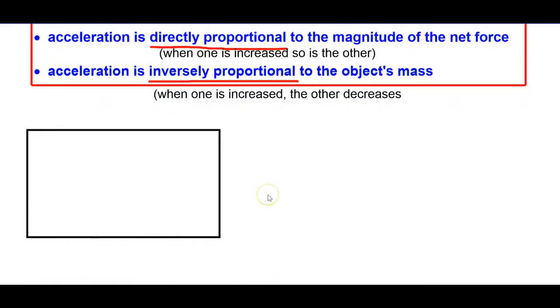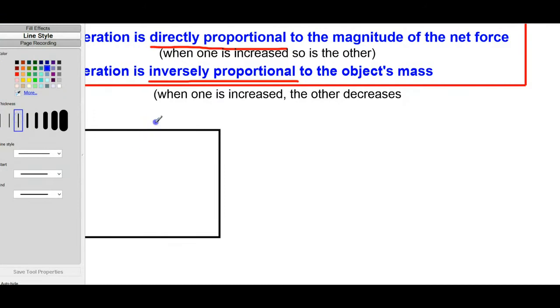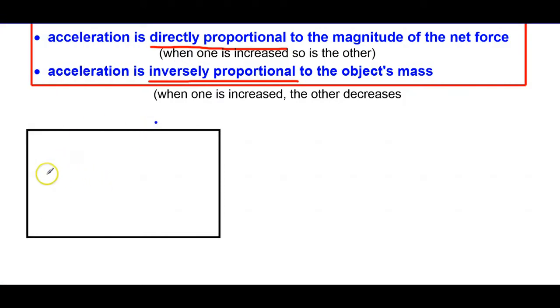Now let's look at what Newton came up with as a formula to help solve problems involving Newton's second law. Okay, so his formula states that the net force is equal to the mass of an object times its acceleration. And remember, acceleration is a vector, so is force, so we put the little vector lines on top.